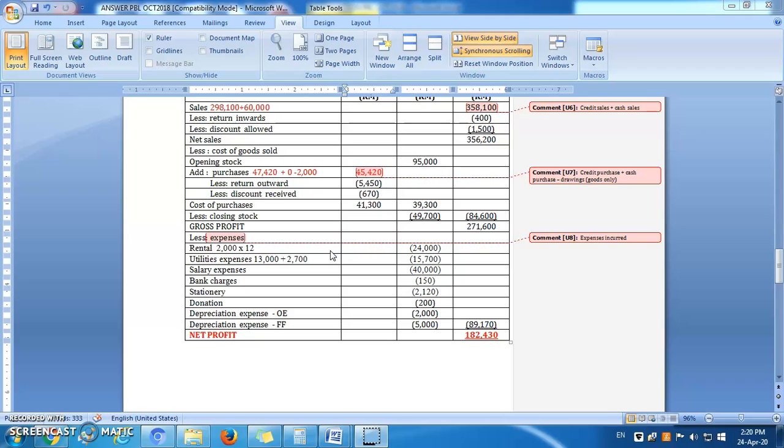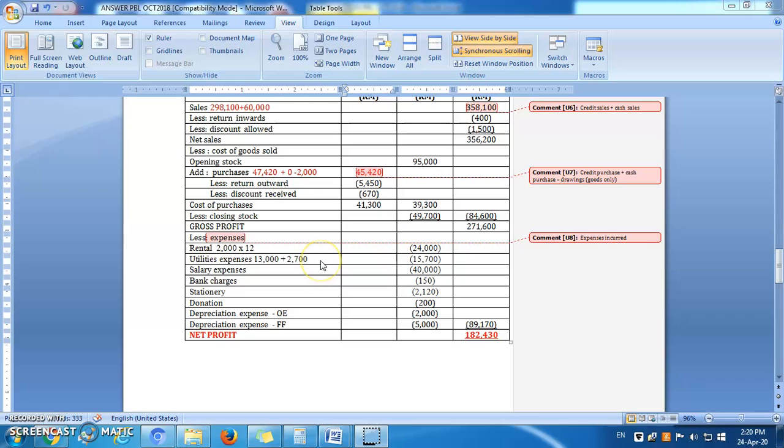So that's why for rental, we do not use 23,000 ringgit. That is the amount of rental paid. But we record here rental expenses for the whole year. Since the information provided was the rental expense was 2,000 ringgit per month, for the whole year it is 24,000.